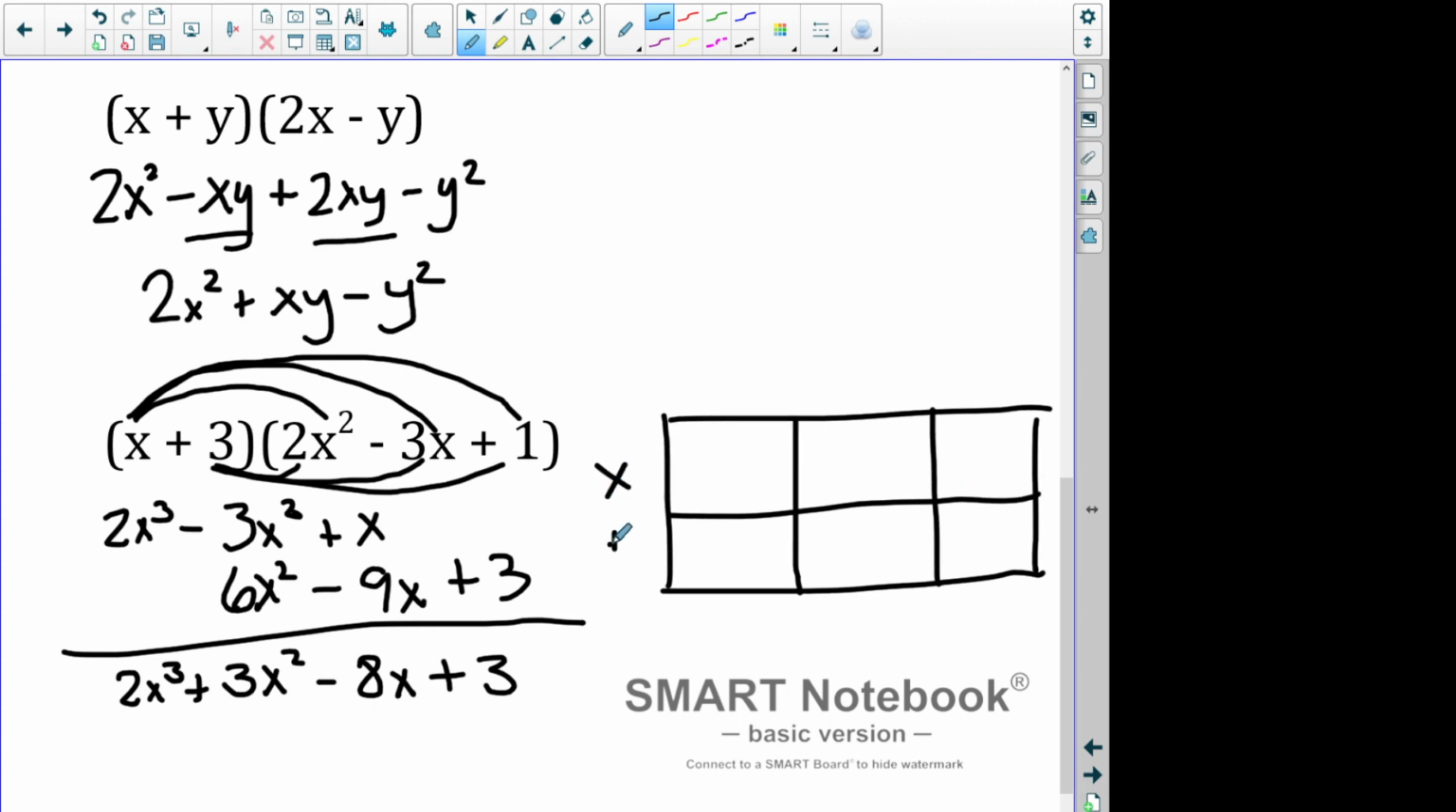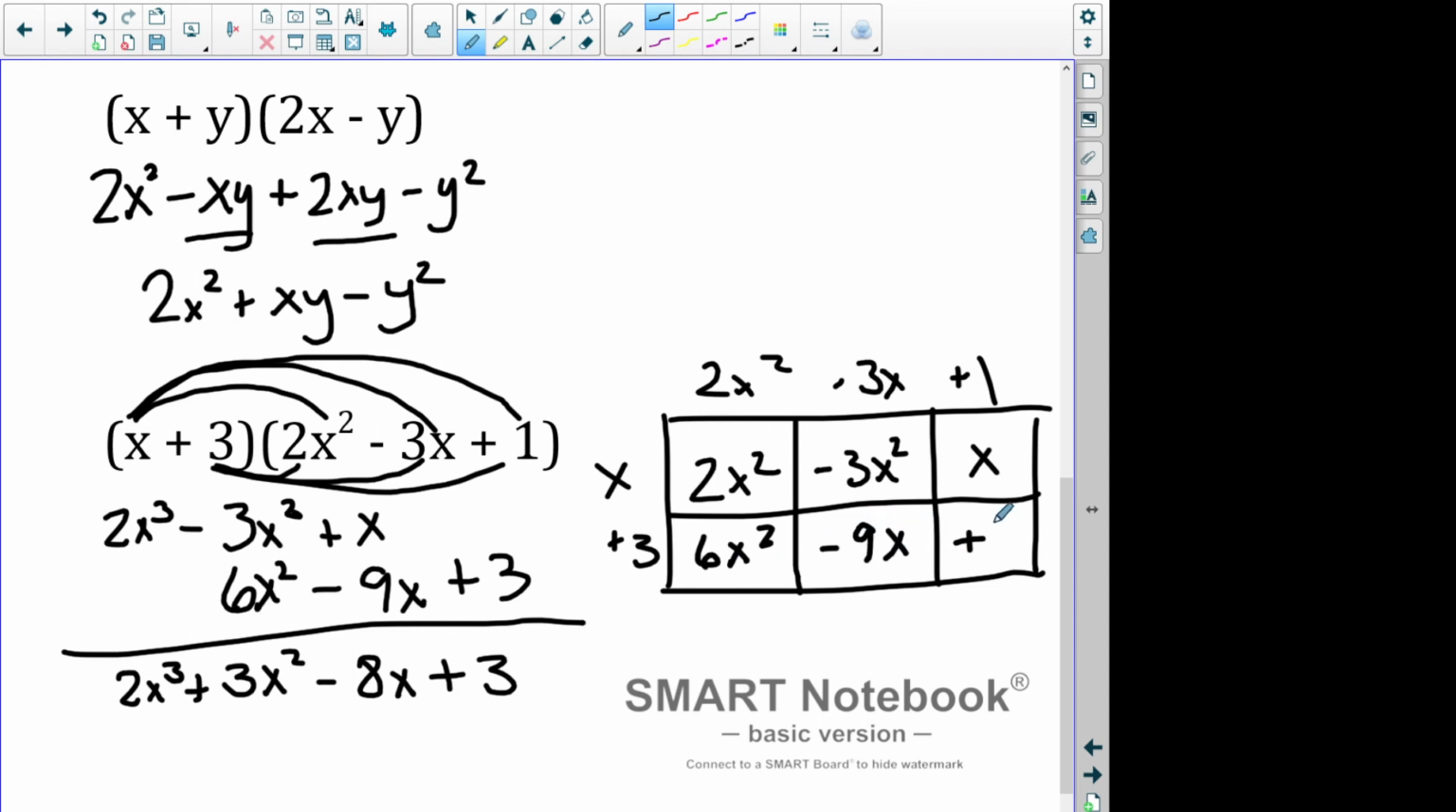Here's x plus 3. Here I would have 2x squared minus 3x plus 1. And I just fill out this multiplication table here, right? So x times 2x squared gives me 2x cubed. X times negative 3x gives me negative 3x squared. Right? You see we get the same numbers, we're just doing it in a different organizational style. 3 times 2x squared gives me 6x squared. 3 times negative 3x gives me negative 9x. And then 3 times 1 gives me 3.